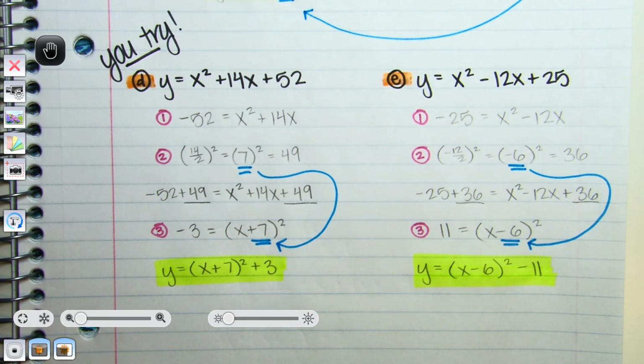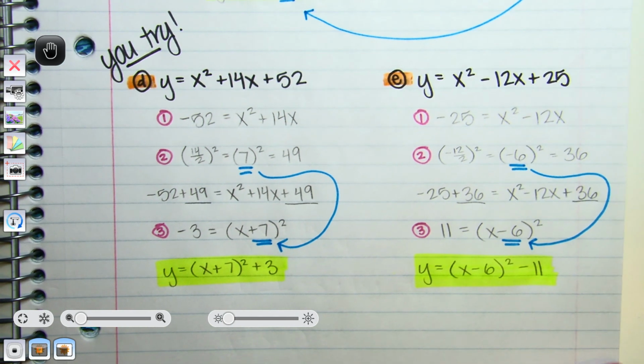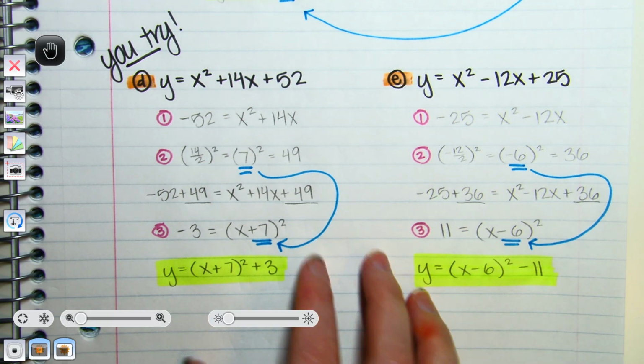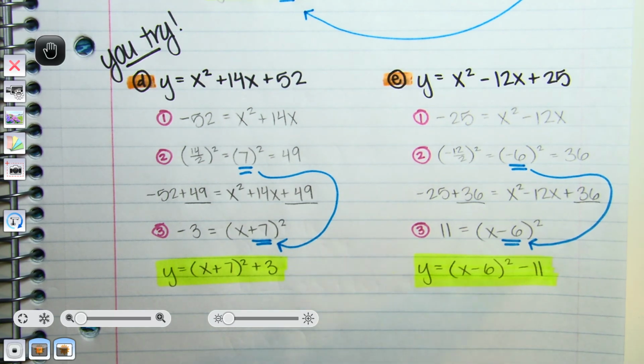So that is the end of our notes. I know that this was a lot of content to take in. I think going from standard to vertex is definitely more challenging. It's called completing the square. So when you're doing your homework, I highly recommend have your notes out next to you and be following along with the steps, step by step, for at least the first few problems.